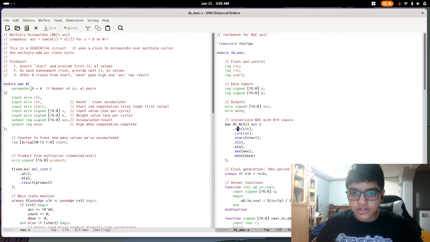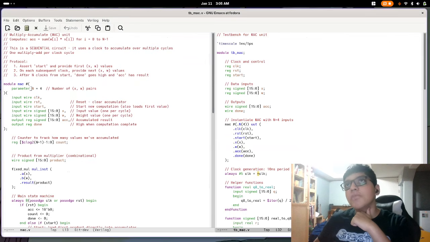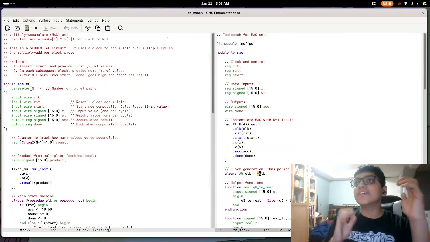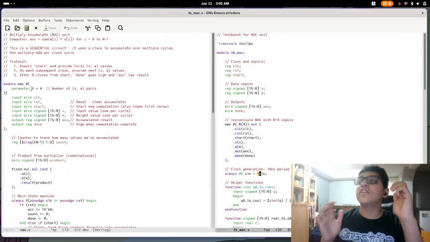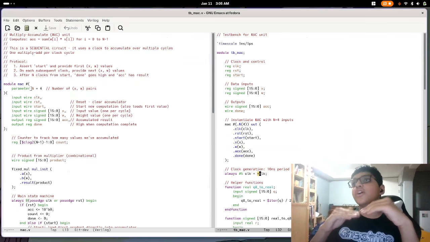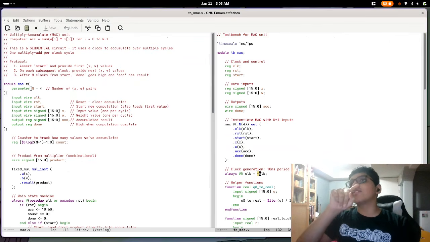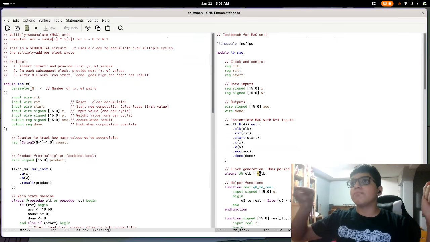And then over here, we have the clock generation. So this tilde right here is a not operator. So every 10 seconds, it sets clock to be equal to not clock, which basically means if clock is 0, it sets it to 1. If clock is 1, it sets 0, which gives us that oscillating pattern.